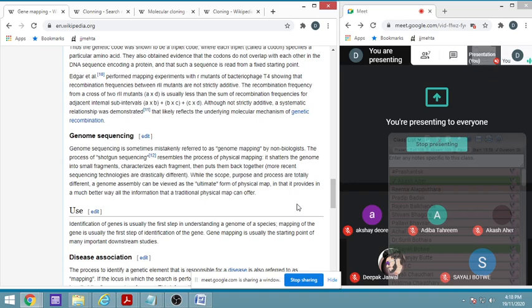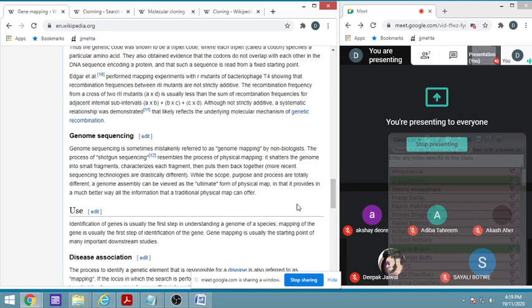Thereafter so many technologies came, and these technologies resemble it. Actually, only the process is resembling, but the outcomes are different, and the reason for which it is done is different. So they resemble the process of physical mapping, that also causes the shattering of the genome into small fragments. It characterizes each fragment and then puts them back together.